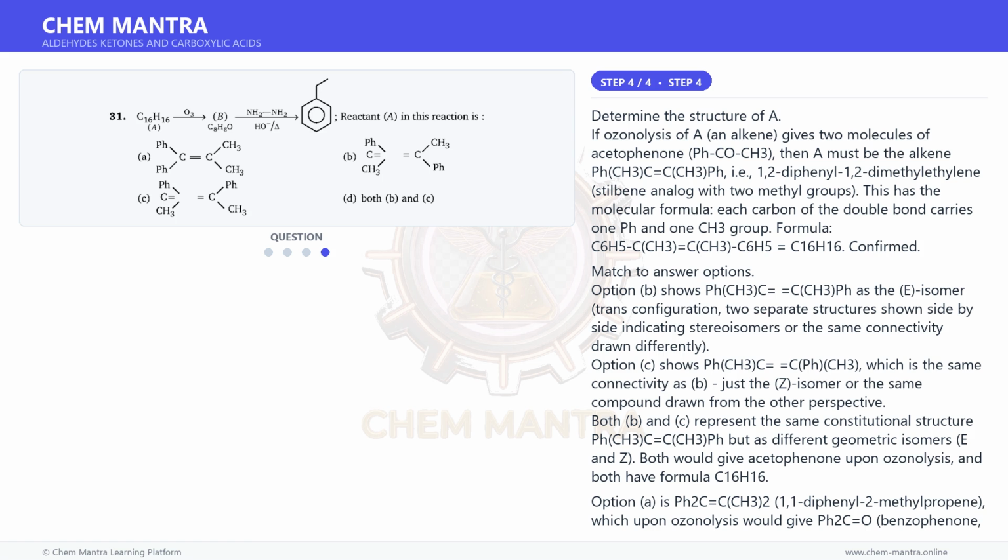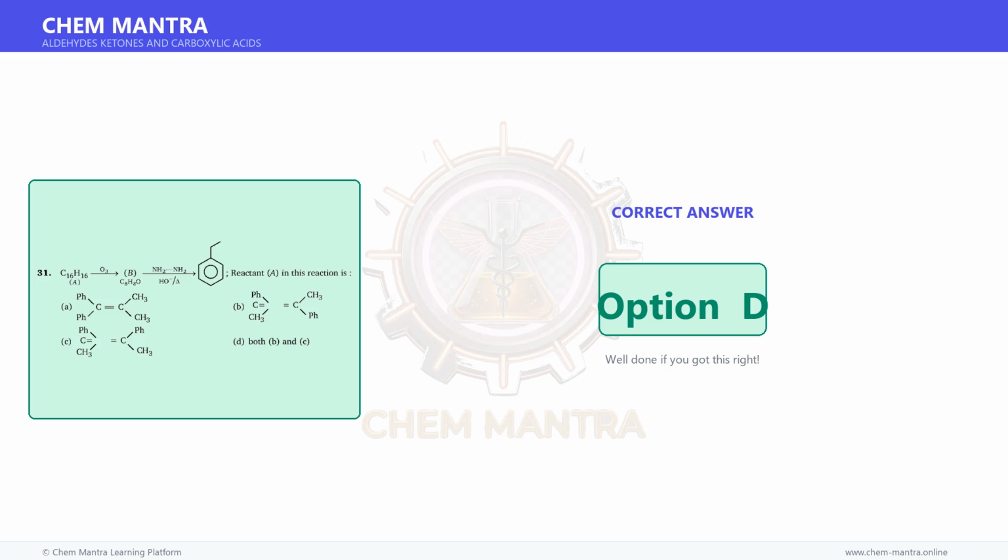Conclusion. Both geometric isomers, B and C, of 1,2-diphenyl-1,2-dimethylethylene satisfy all conditions, so the answer is D, both B and C. Therefore, the correct answer is D. Therefore, the correct answer is option D.